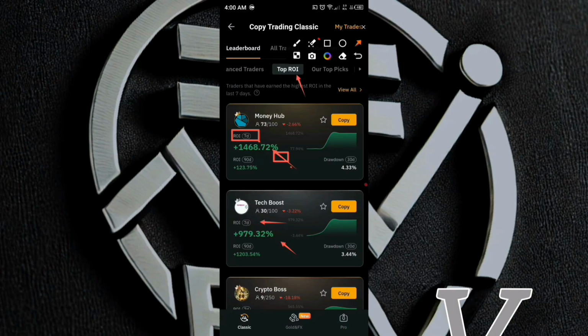I want you guys to also see their drawdown for the last 30 days, which is actually just 4.33% and 3.44%. So you can see they still have a very low drawdown percentage, which is actually a very low loss during their course of trading. That's what it means. If you are the type of person who is very focused on making a good amount of profit, this is the category you should pick your trader from.